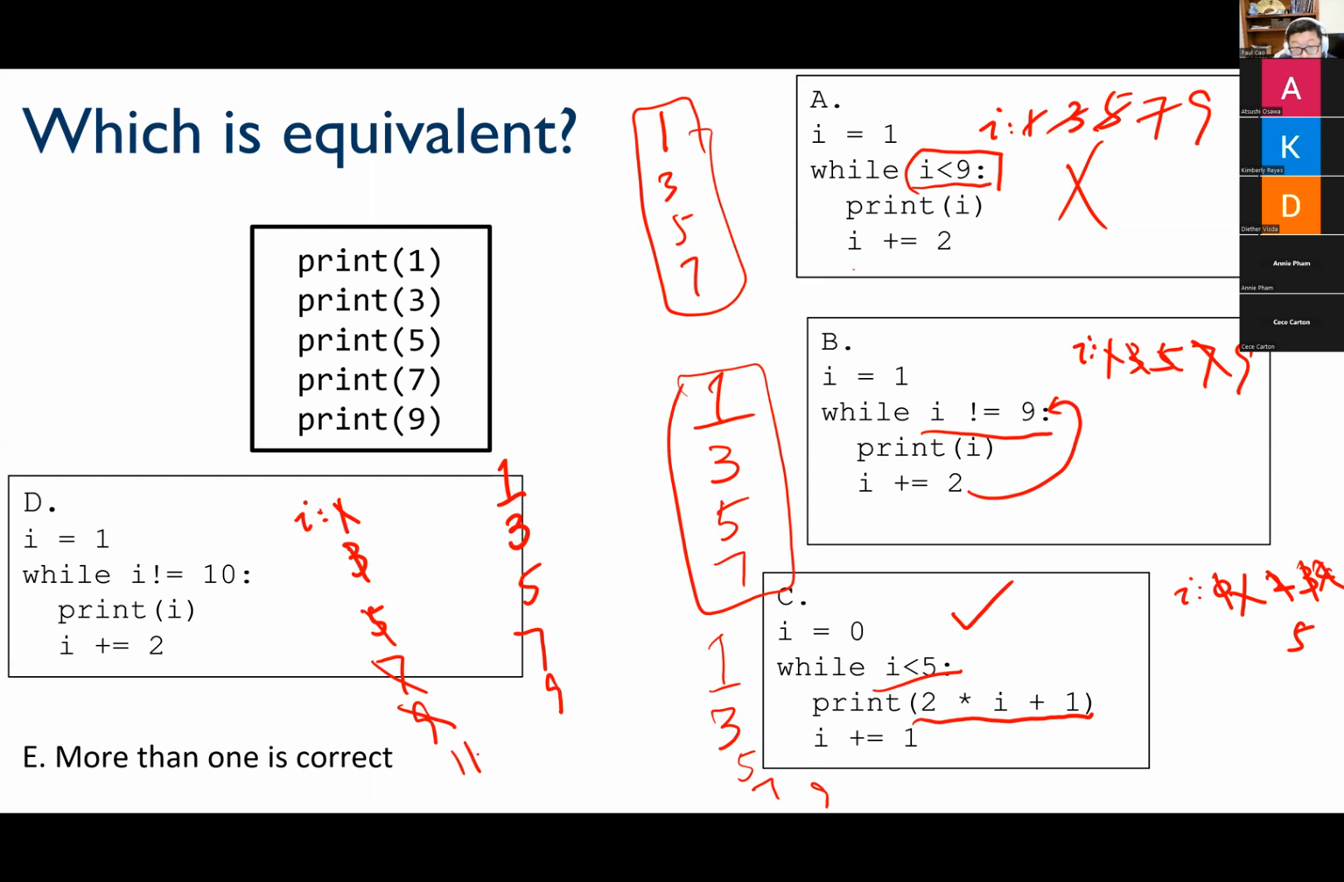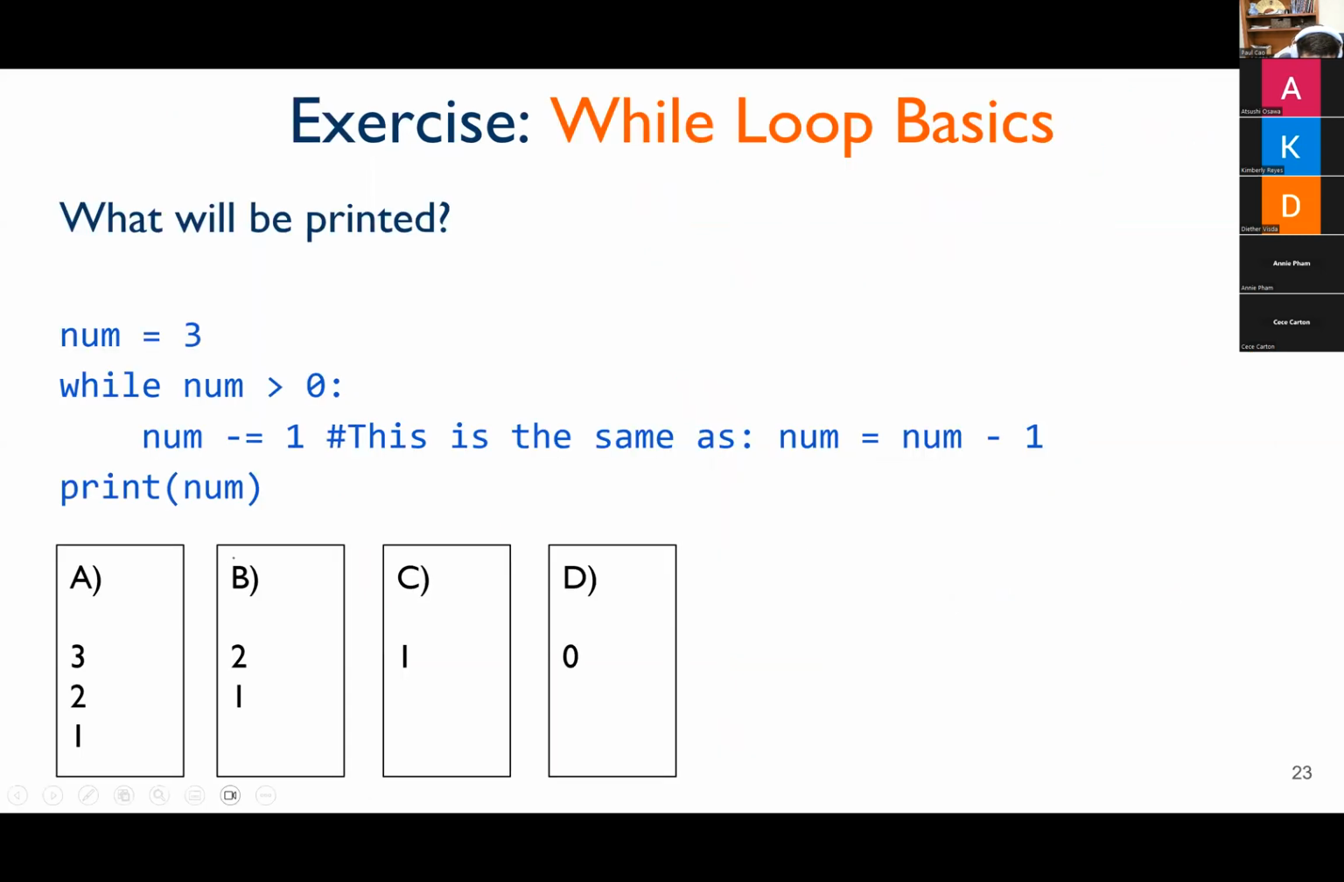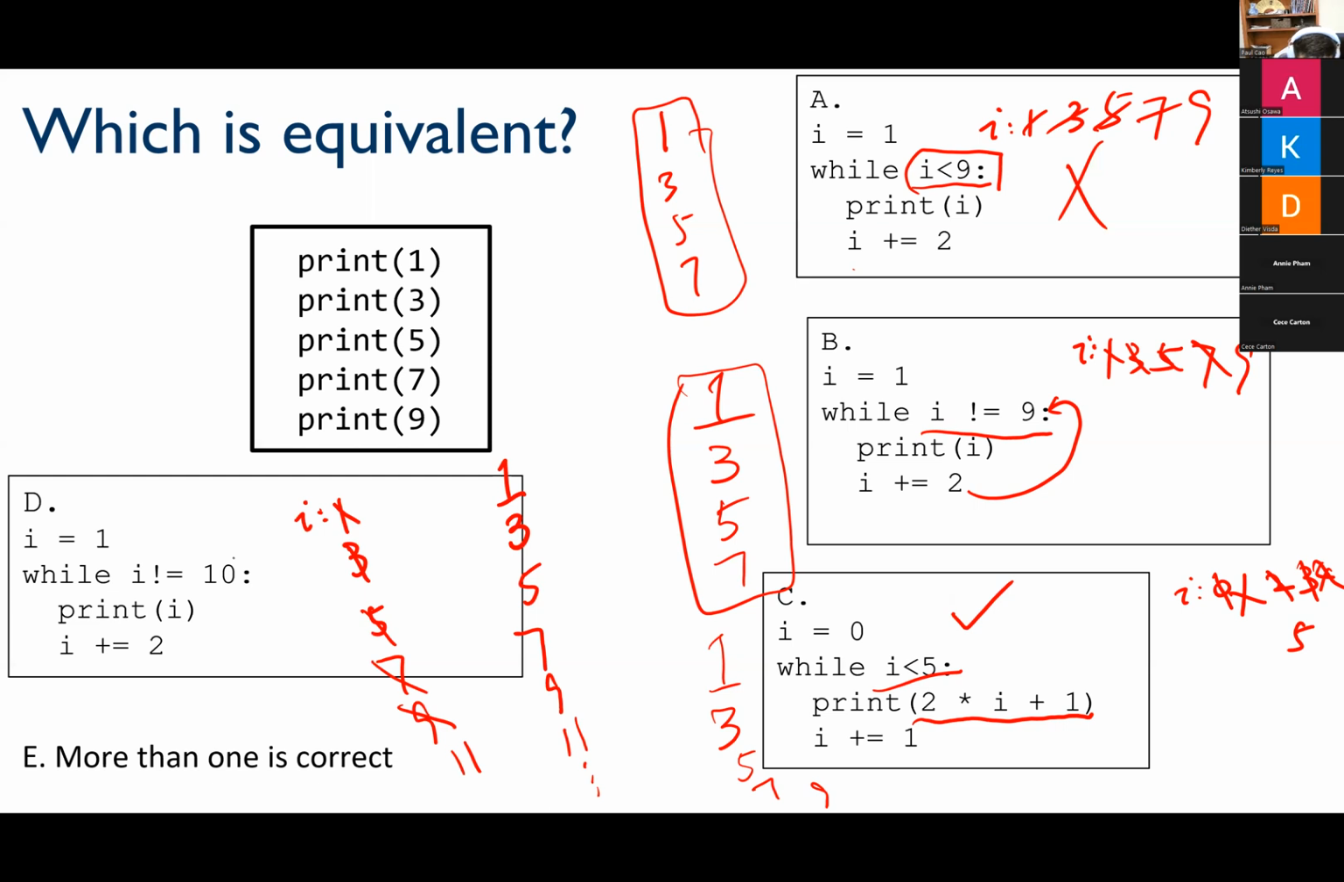In fact, 11 doesn't equal 10 either. So print out 11. And this loop is, in fact, an infinite loop. It doesn't stop. So the only correct answer would be C. That's the only correct answer in here. It's not A, nor B, or D. So only C is correct.